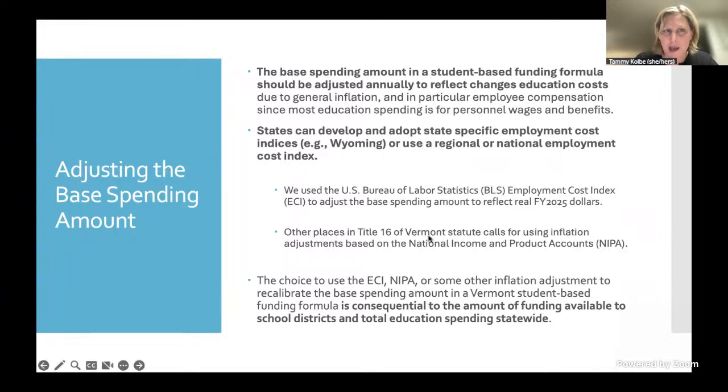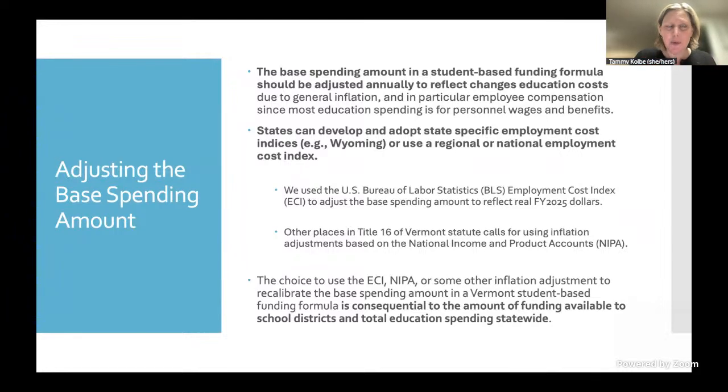But either way, I really want to stress this point: the inflation index that you choose is incredibly consequential. Right? So if you choose an inflation index that doesn't map or track with how costs are growing over time, then your base is not going to track with the actual costs that districts incur to provide an adequate education. And so usually the problem is more that you underestimate than you overestimate, right? So it's incredibly important.